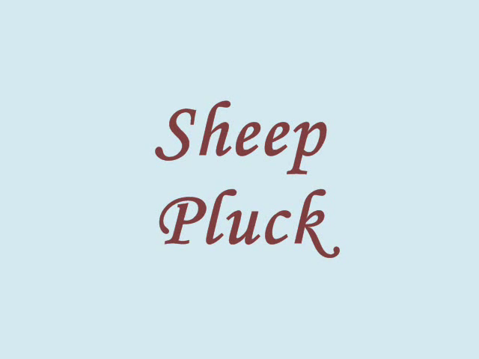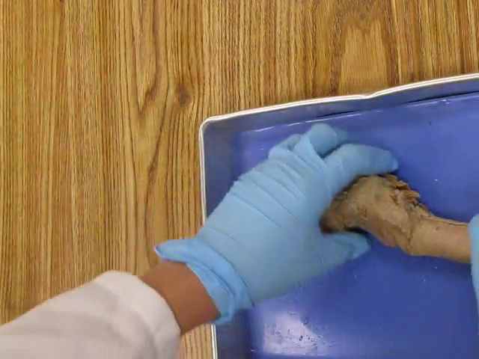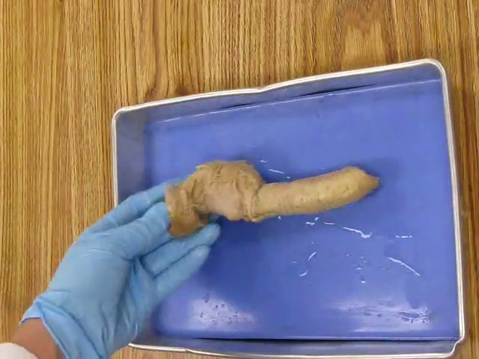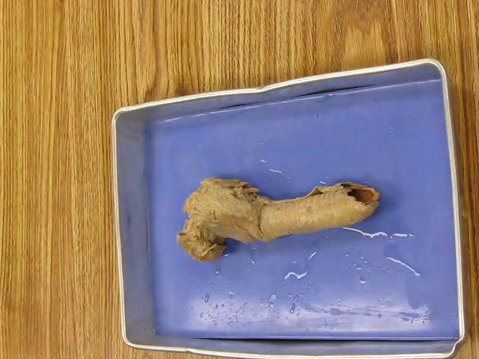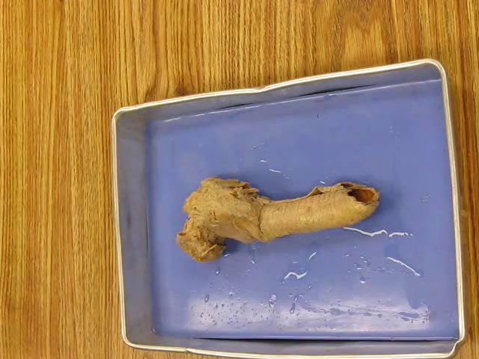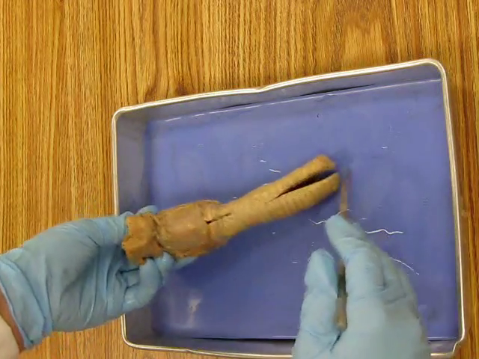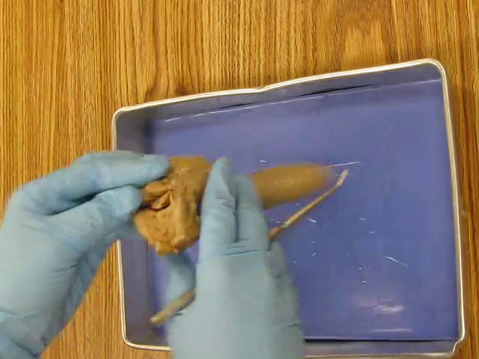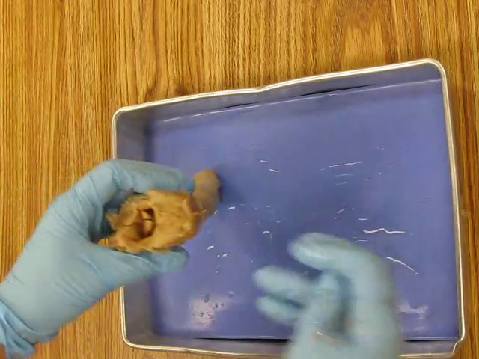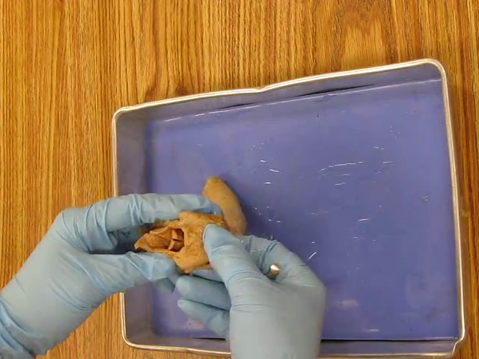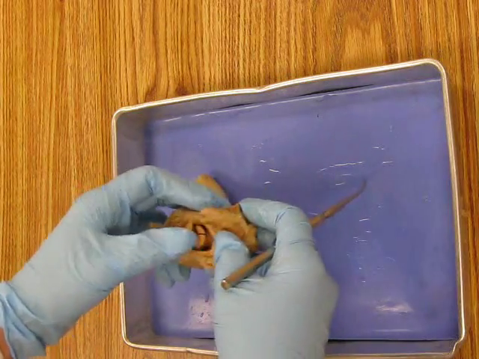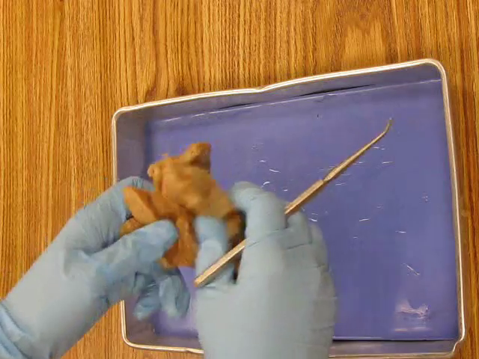We're also going to be looking at the sheep pluck. And the sheep pluck is from a sheep, and it includes the tongue all the way down to the bottom of the trachea. Well, about 2/3 maybe. So what we're going to be learning on the sheep pluck is the tongue.